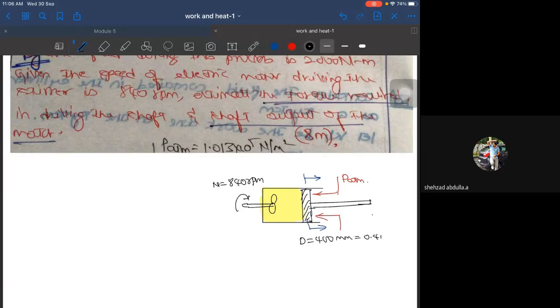Can I write it as 0.4 meter directly? Next, the process is 10 minutes. What else is given? Time he has given as 10 minutes. Next, the piston moves a distance of 485 mm. So DL he has given, the change in the length, 485 mm. So I can write it as 0.485 meters.